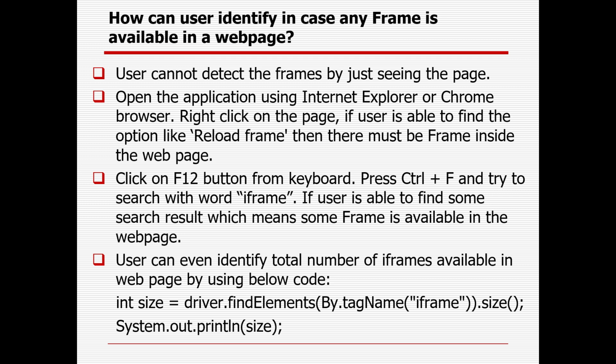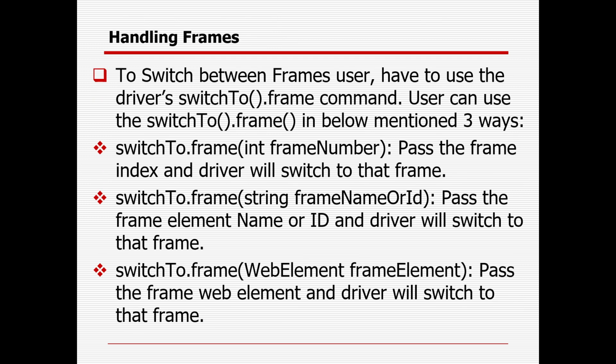In case a frame is there, if you right click, there will be options like reload frame or frame source. But if you press F12 and search for frame or iframe, you can get to know whether a tag named frame or iframe is available. Then only you can identify it and get the count. Once you get the number of frames or iframes available, you can handle the frame first. After that, you can interact with the elements inside the frame. There are options such as index, name, ID, or web element reference.